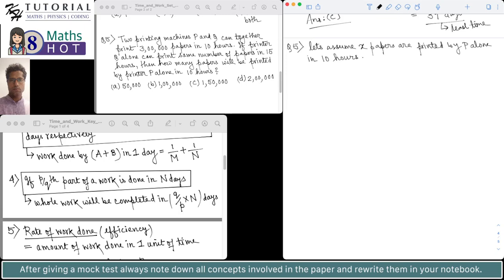Now you can consider the work done to be the number of papers being printed. Now this question could be well solved using the concept of ratio, the concept of direct and inverse variation. But let's anyway try to solve it using the concept of time and work. So we have assumed X papers are printed by P alone in 10 hours.